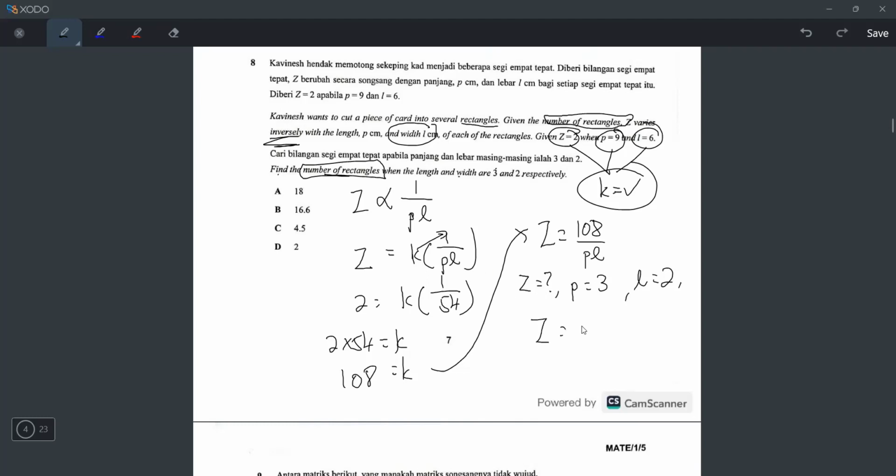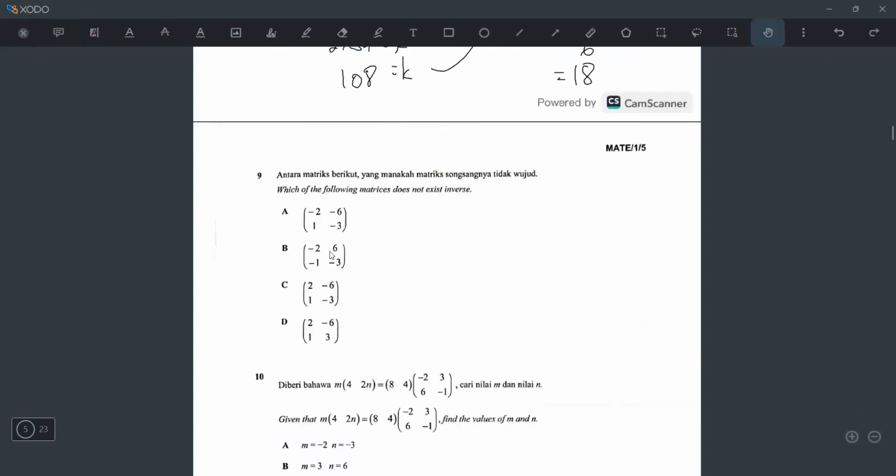Okay, so Z equals what? 108 divided by 3 times 2. That's why swapping also doesn't matter, because 3 times 2, 2 times 3, you will end up with 6. So it doesn't matter. But it's not always like that. What if one day you're not lucky? So you have to pay attention to the question and see what each alphabet represents. Okay, 108 divided by 6 is 18. That's the answer. That's all. Nothing much. Let's go to number 9.